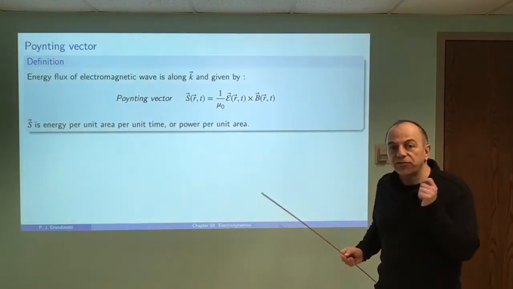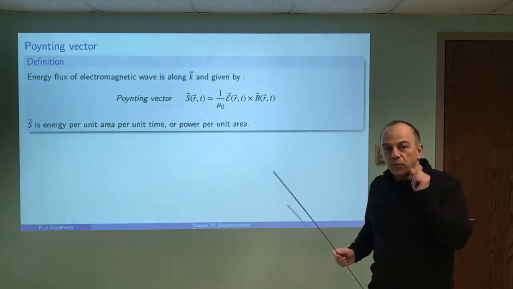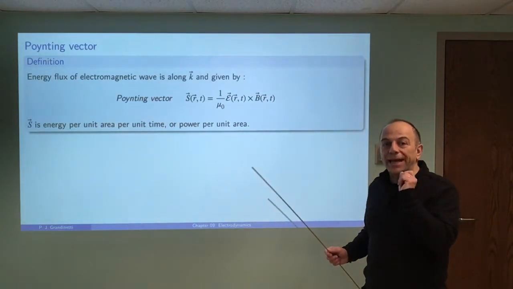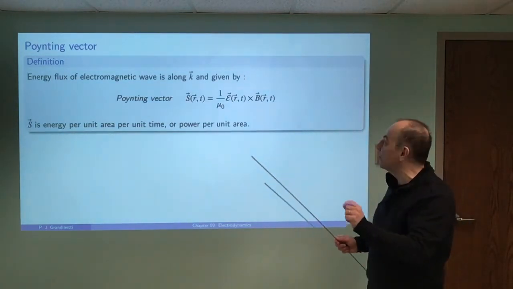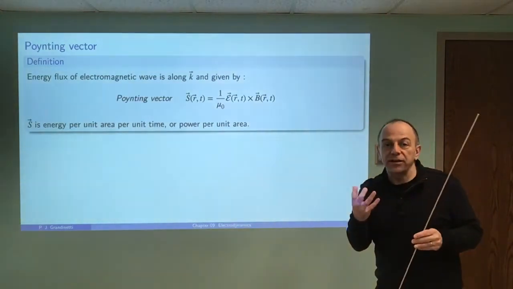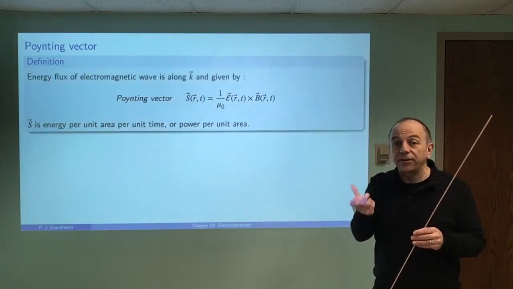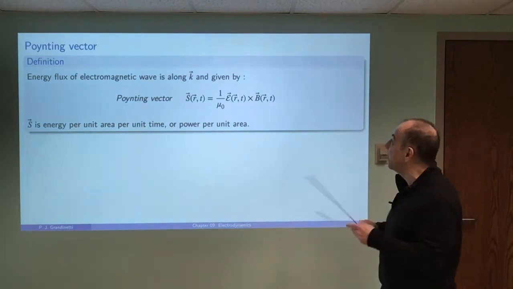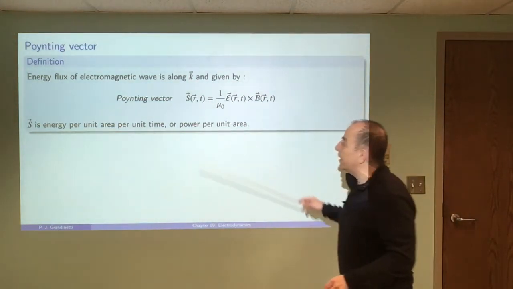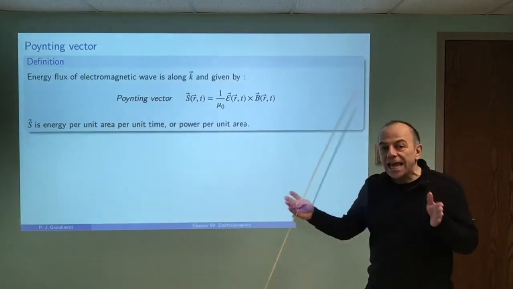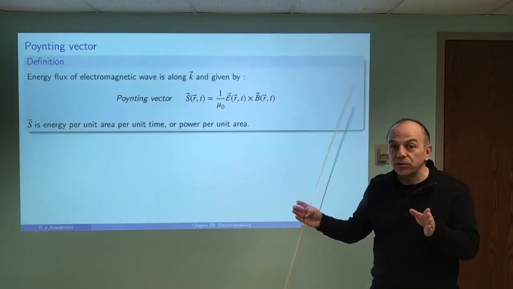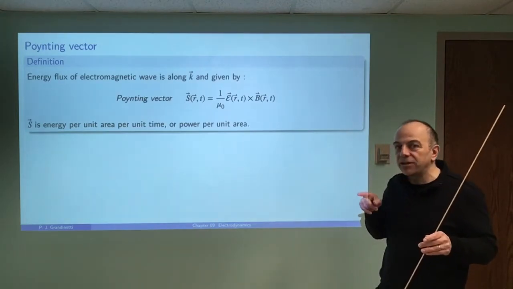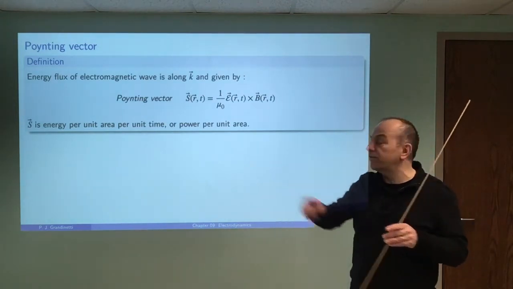Now, the energy that's flowing with this electromagnetic wave is moving along the propagation direction. So it's moving along the k direction. And even though the energy comes from the amplitude of the E field and the B field, the energy is being transported along k. And we can create a vector called the Poynting vector, whose length is the energy that's being transferred, being moved, and the direction of this vector is the direction in which that energy is flowing.